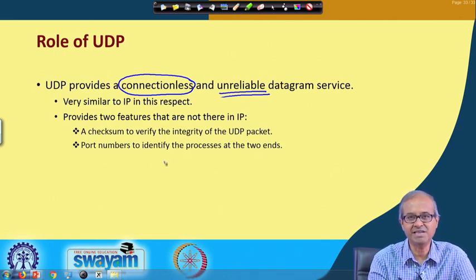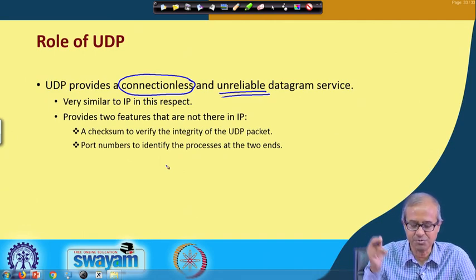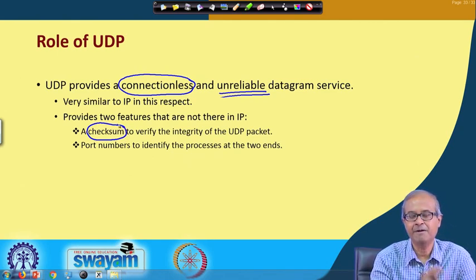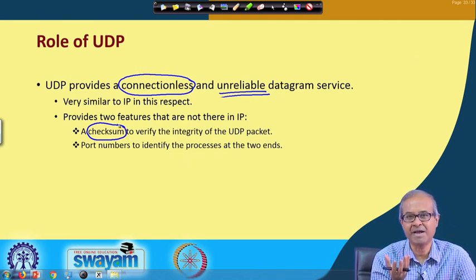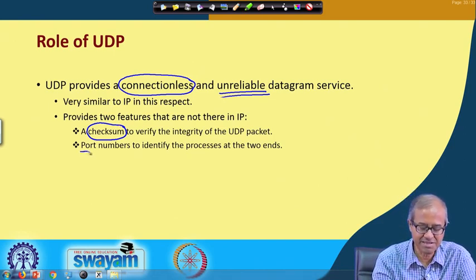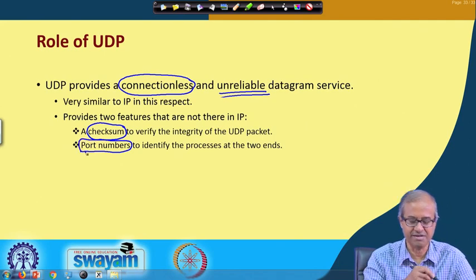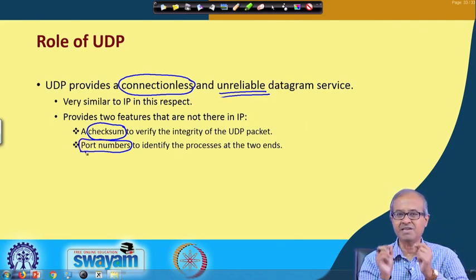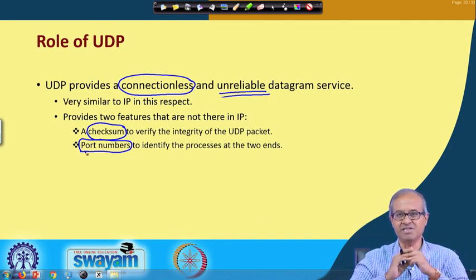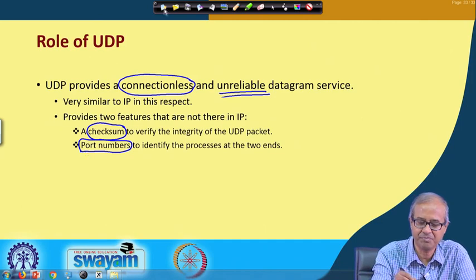There are just two additional things in UDP which IP does not have. At the transport layer level, it incorporates a checksum to verify whether the UDP packet is correct or has been corrupted. If there is some corruption, there will possibly be a checksum error. And there are port numbers, which are also added. Port numbers actually identify the user processes that are interacting with this UDP or TCP. We will talk about this.